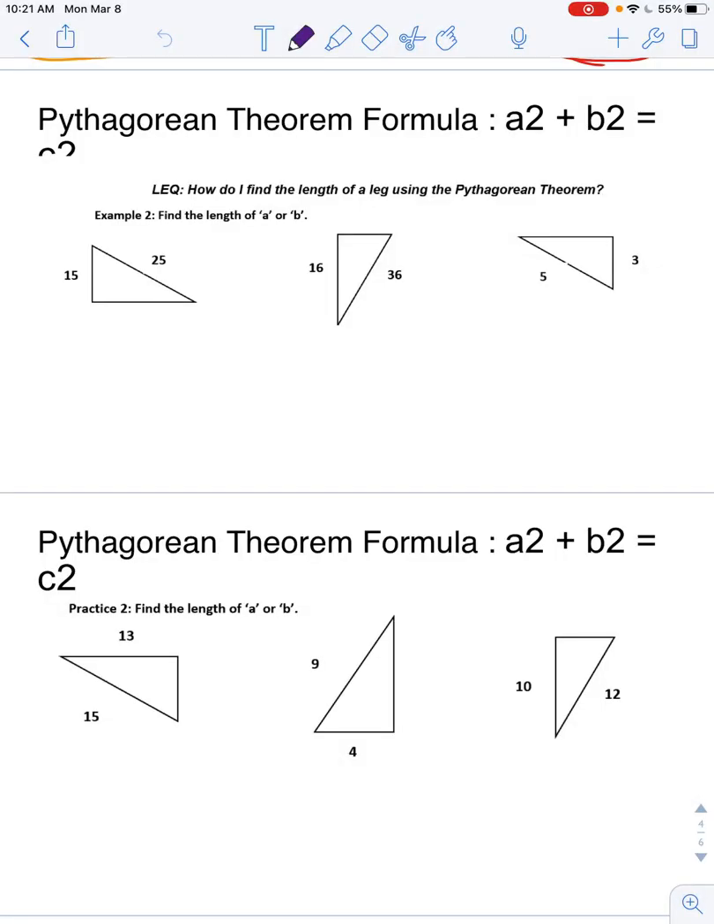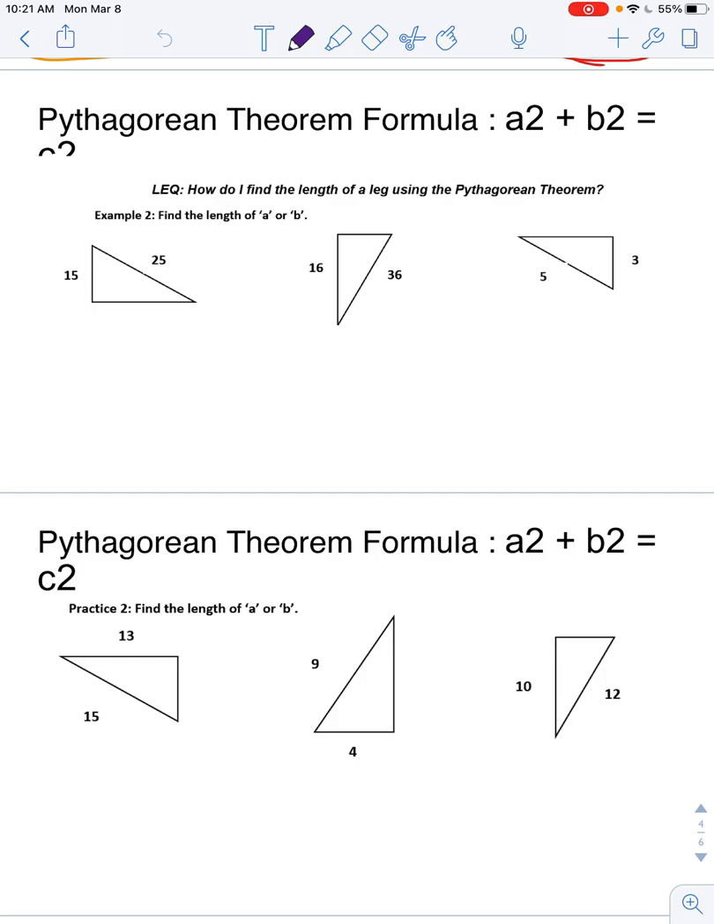Continuing on with the Pythagorean theorem. So our last lesson was how to find C. Now we're going to learn how to find sides A or B. Okay, so we have our formula.